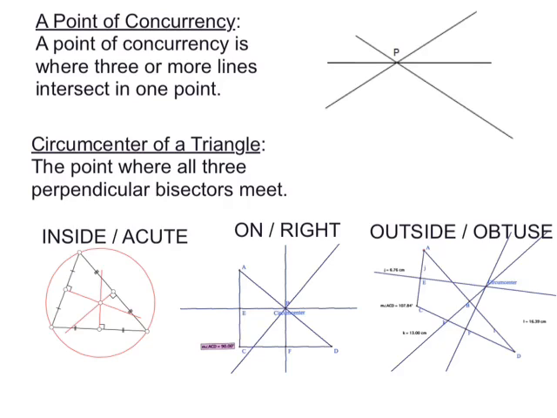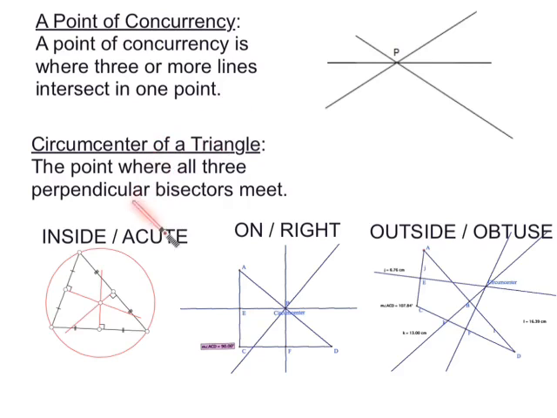A point of concurrency is the point where 3 or more lines intersect. So you can see here that these three lines are intersecting at point P. Now, the circumcenter of a triangle is the point where all three of the perpendicular bisectors meet. So those were the red lines we saw in our first picture.